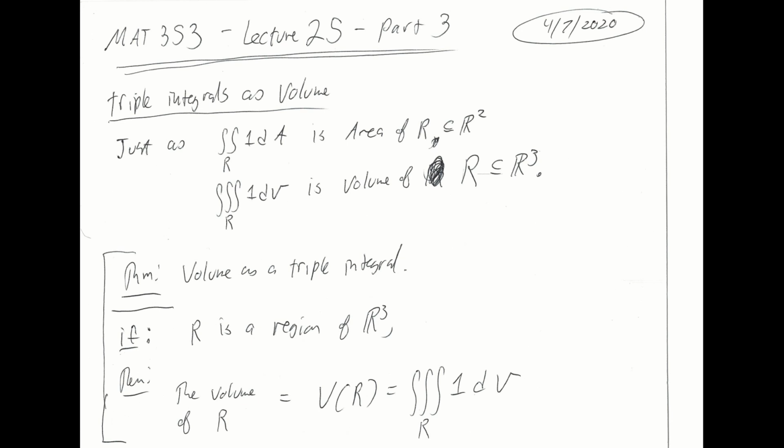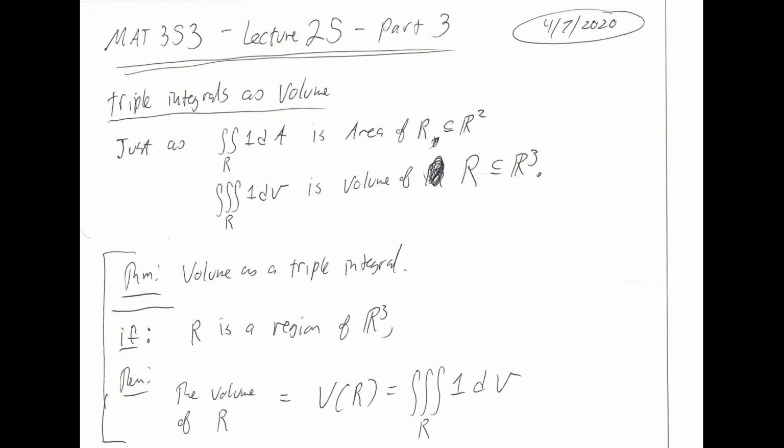So just as the double integral of integrand 1 over some region with respect to area gives you the area of that region, so also the triple integral of integrand 1 over a region with respect to volume will give you the volume of that region, a subset of R3. And that's stated here in this theorem. Volume is a triple integral. If R is a region in R3, the volume of R, given as V of R, is just the triple integral of integrand 1 over the region.